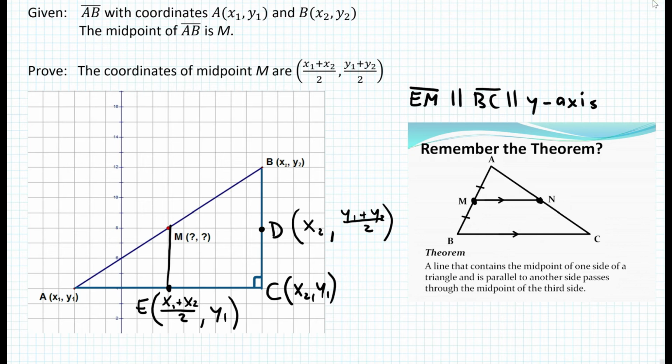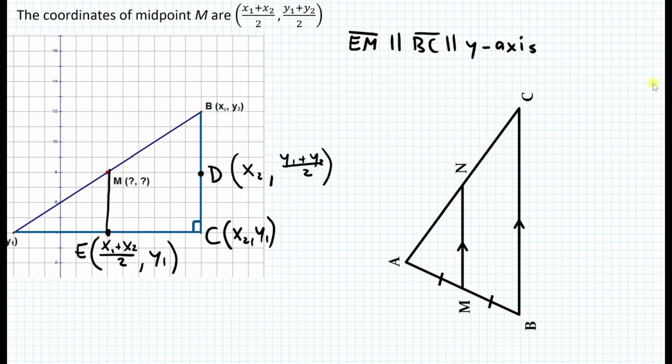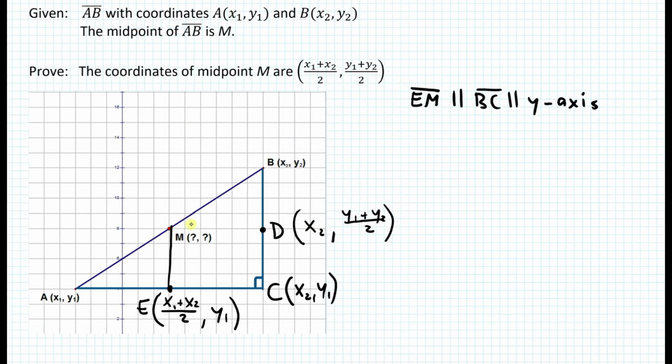If you think about this, it's kind of rotated here. You can think of the triangle as rotated this way. This is MN, which is like saying segment EM and segment BC. Therefore they have to be parallel. Now, in a similar manner, we can connect midpoint D with midpoint M.